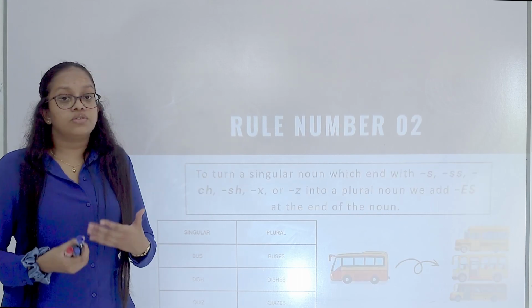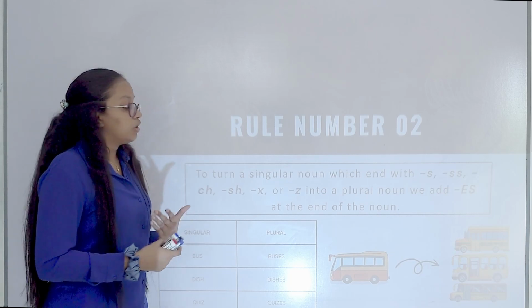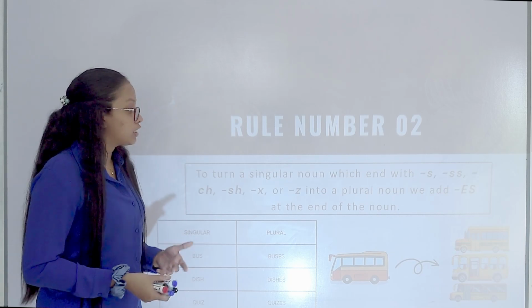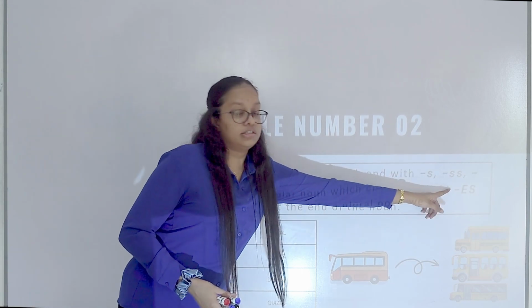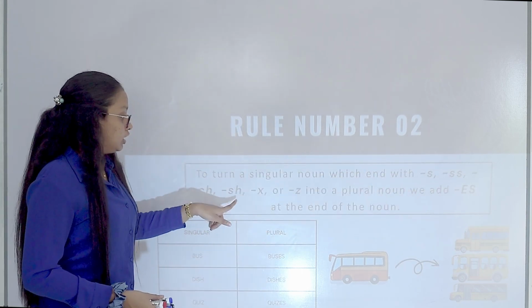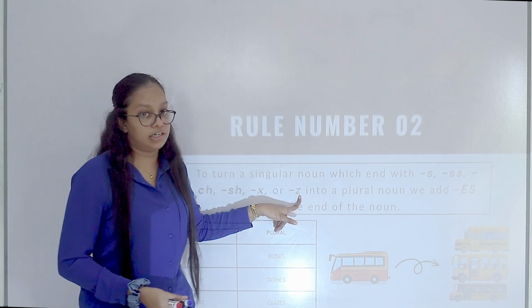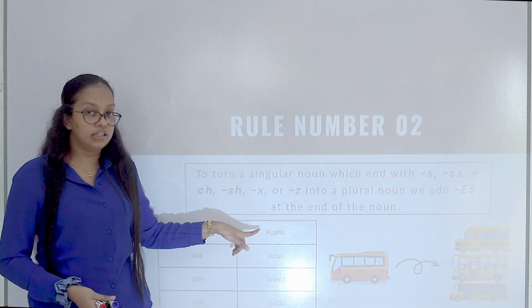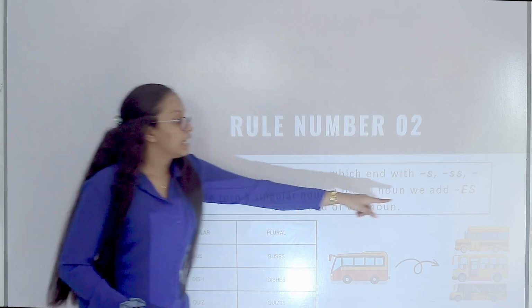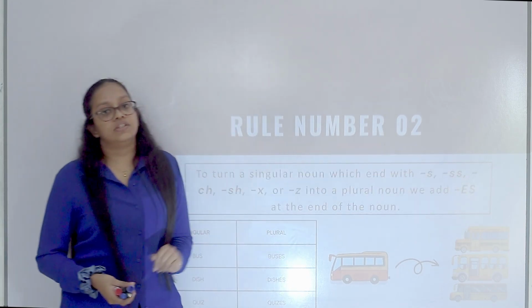When we talk about rule number 2, what we do is, if the noun is ending with s or double s, ch, sh, x or z, if the noun has these letters at the end of the noun, we add e, s at the end of the noun.